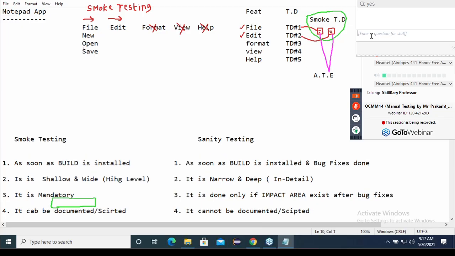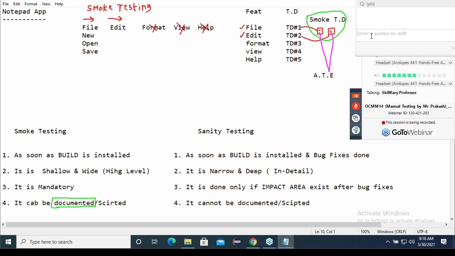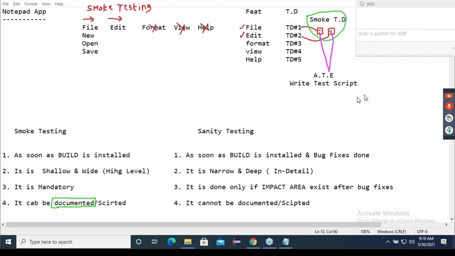Yes. And we say, hey automation test engineer, please take these two test documents and write the test script. Test script means, from next time, whenever a new build comes, you only test it using automation and give me the result. I'll repeat once again, listen carefully. These two documents, they will give to the automation test engineer.